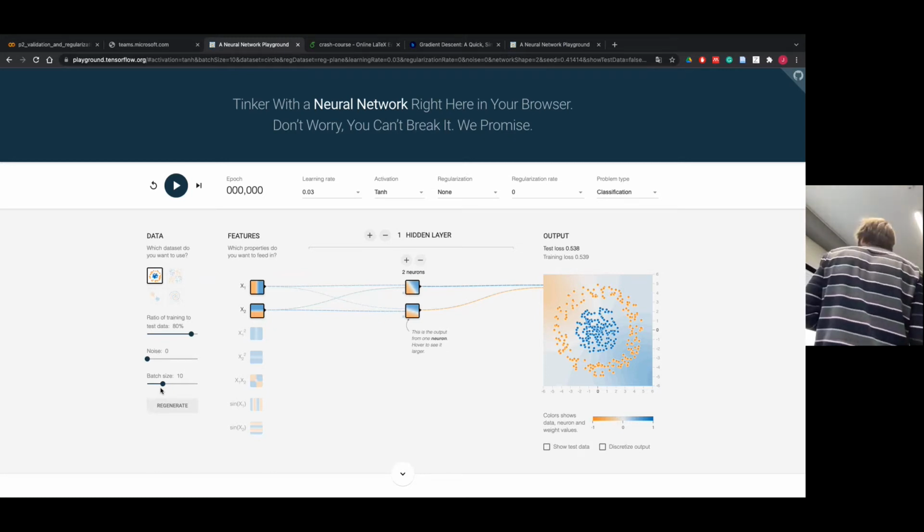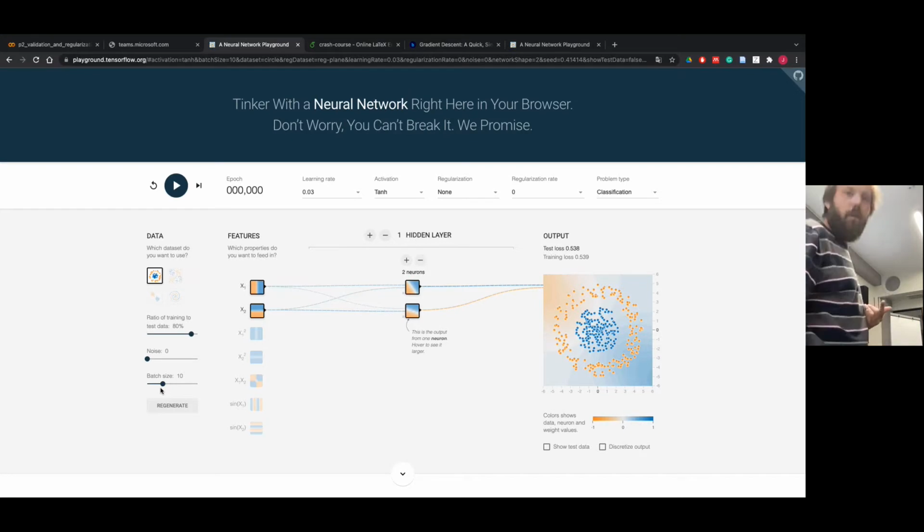Okay, let's start maybe with this. You can specify, of course, the learning rate. I told you it was very important. You can specify the activation function. So let's start with linear.